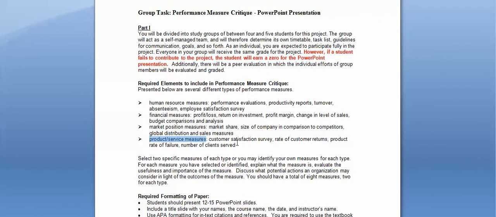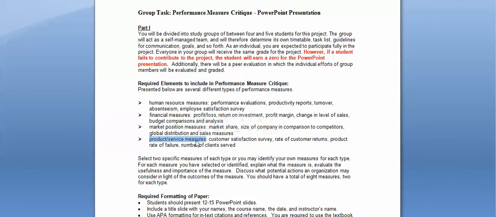What you are expected to do as a team is that you're going to look at each of these categories: human resource measures, financial measures, market position measures, product service measures. And as a team, you need to select 2 measures within each type. Now, you don't have to determine or use the measures, for example, that I have listed here for human resource. If you want to use another measure, as long as it is a human resource measurement, you certainly can do that. But you must identify 2 under human resource, 2 under financial measures, 2 under market position, and 2 under product service.